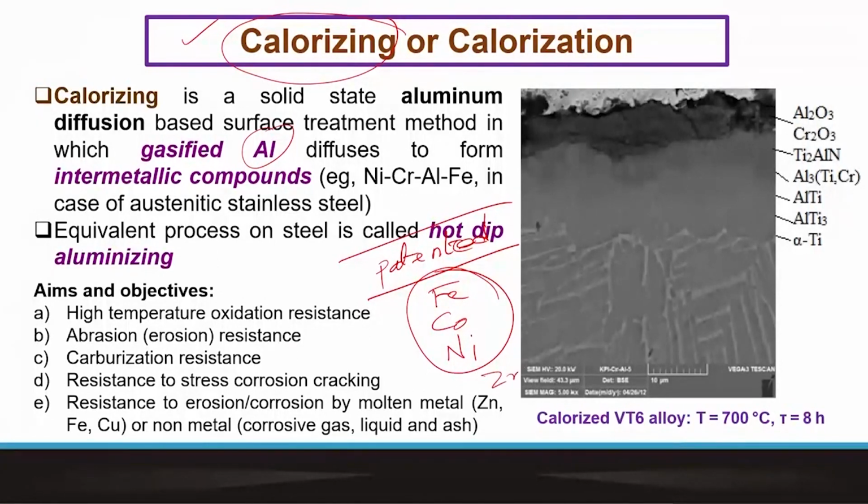Of course, zirconium is another material which is also very highly used. So the aims typically would be high temperature oxidation resistance, abrasion and erosion resistance, even carburization resistance. You don't want carbon to be lost by diffusion. Also resistance to stress corrosion cracking, and resistance to erosion and corrosion in the presence of molten metals or non-metals like a gaseous environment.